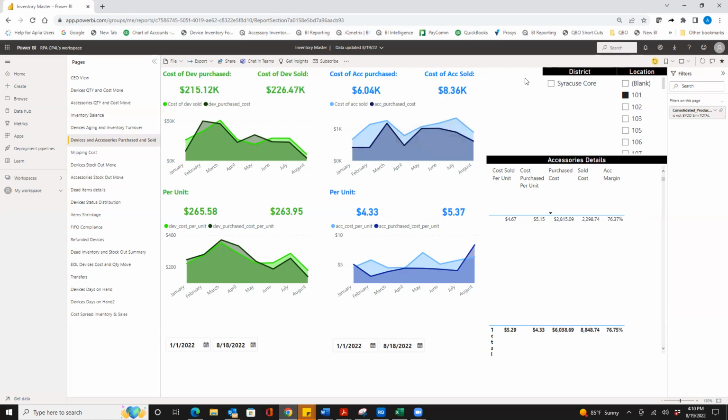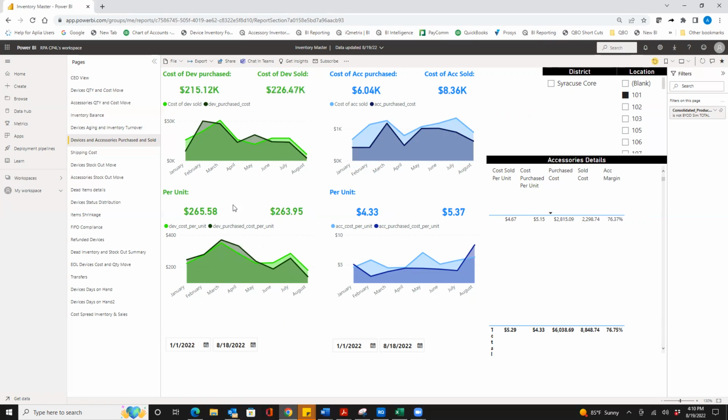The same thing goes for accessories. If I see a specific location that has a high level of accessories, I want to make sure that there is a nice spread between the cost of goods sold and the cost of goods purchased. And in this case, there's a healthy spread between the cost of goods sold and the cost of goods purchased, and I like seeing that.